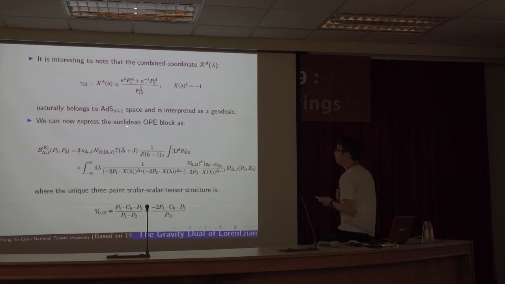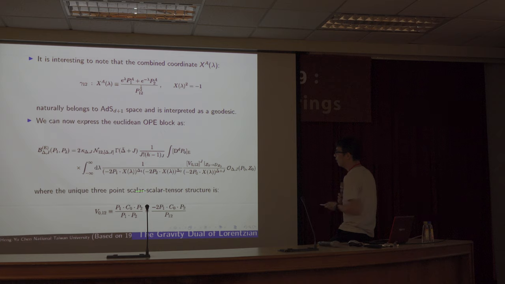So for some of you who learned about the embedding space coordinate, we know that the individual P1 and P2, which correspond to the location of the primary operator living on a light cone, therefore P squared equals zero. But when we combine them together, which are parameterized by this integration variable lambda, this combined coordinate satisfies trivially the condition that x squared equals minus 1. Or in other words, this coordinate describes a surface inside the M1 comma D plus 1 Minkowski space, but with a negative curvature. And this is nothing but the AdS, D plus 1 dimensional AdS space.